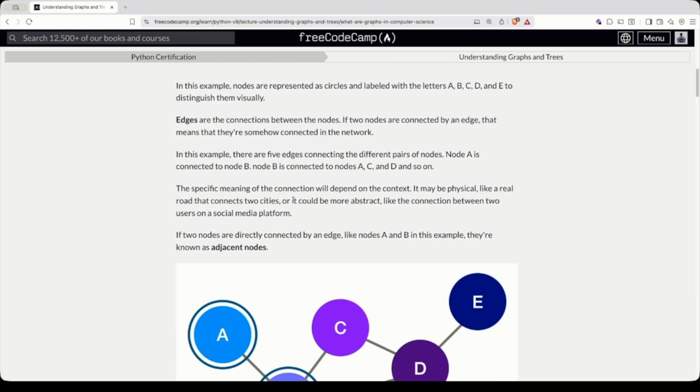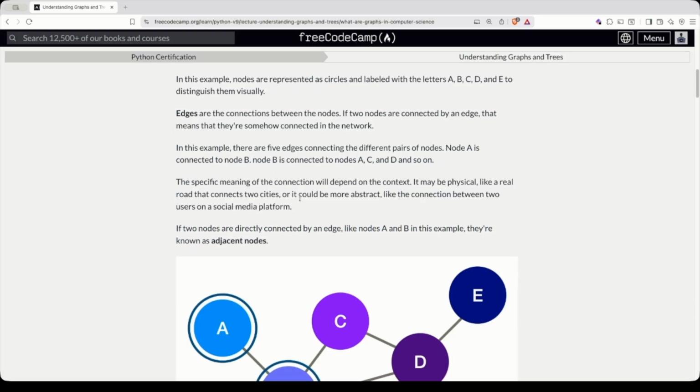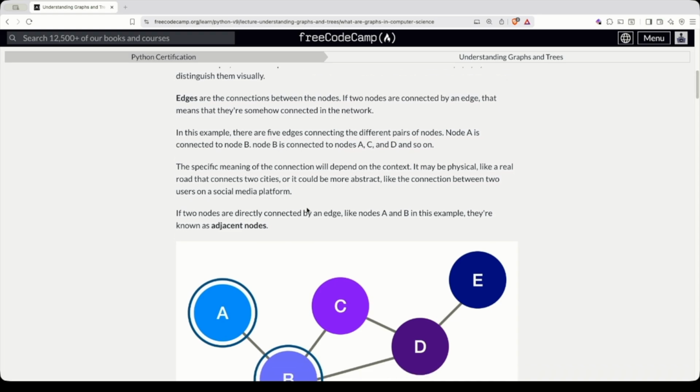The specific meaning of the connection will depend on the context. It may be physical, like a real road that connects two cities, or it could be more abstract, like the connection between two users on a social media platform. If the nodes are directly connected by an edge, like nodes A and B in this example, they're known as adjacent nodes.